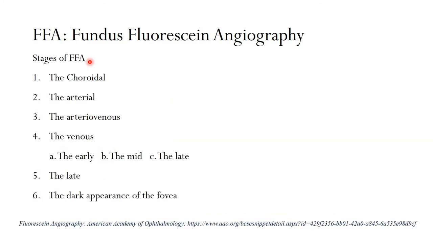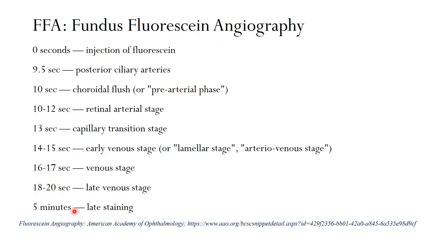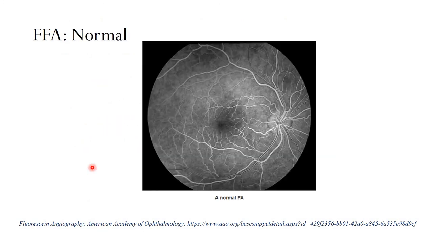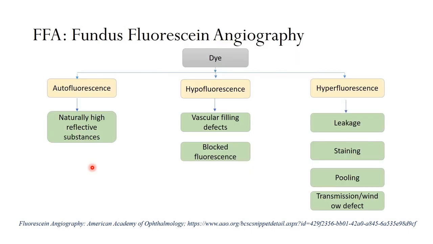Okay, so these are the different stages of FFA, and these are the times at which you have to look into the fundus, or capture the image, to capture the various stages of FFA. So this is a normal FFA. Then, as we said before, FFA shows autofluorescence and hyperfluorescence.